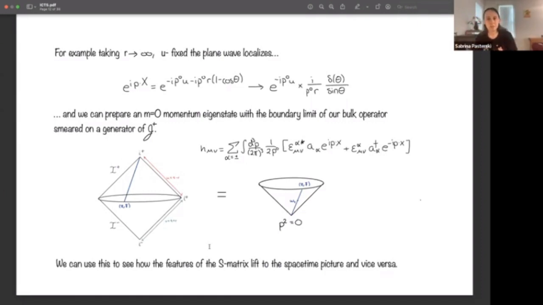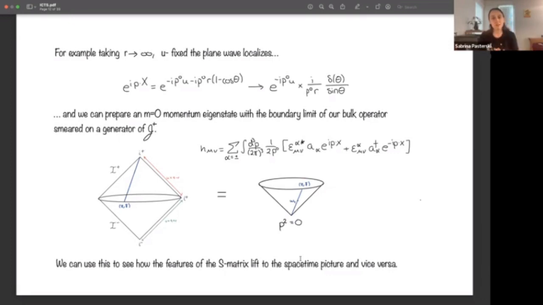But I get one extra step for free, which is that basically it looks now like I'm literally on one point in the sphere, but along the full generator of scri, to get a standard plane wave. And I can just as well Fourier transform back if I wanted to not look at a plane wave basis. And that's going to be part of the point.